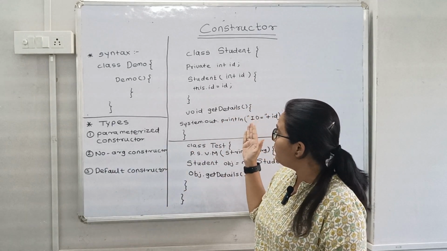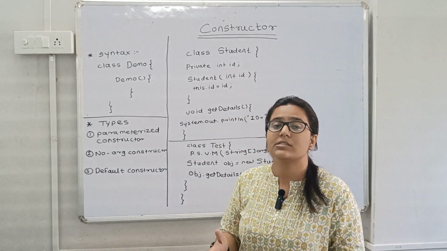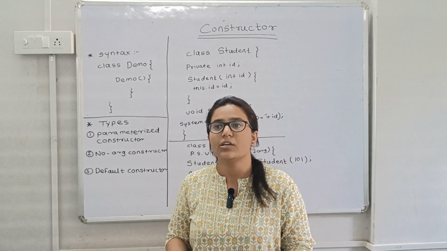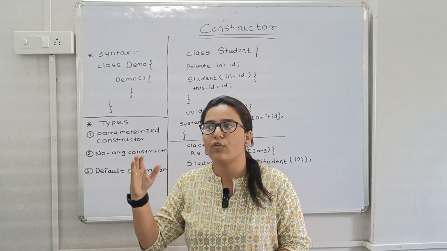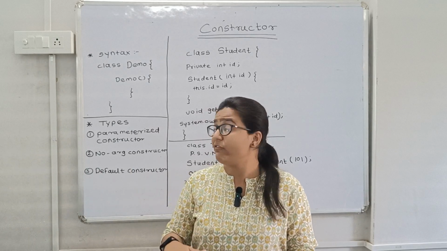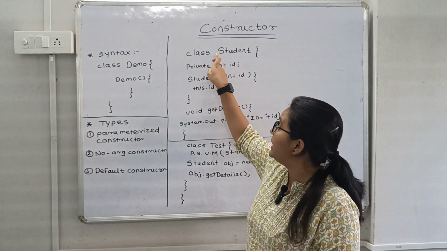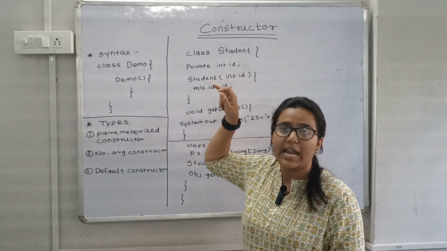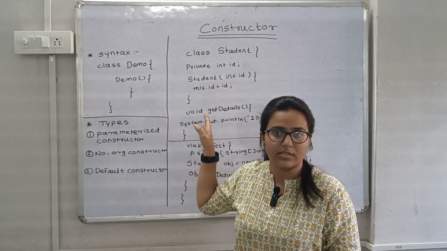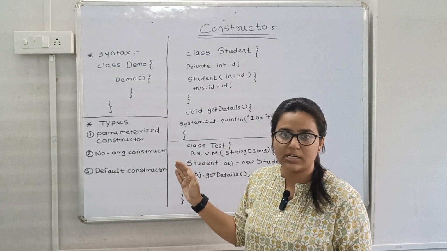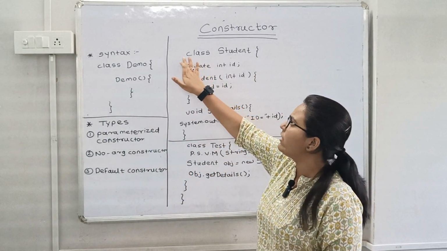So the main purpose of a constructor is to set the initial value for that object's attributes, and if we create a private variable inside the class, then we can access it by using a constructor. This is all about the constructor, and we will take one example.